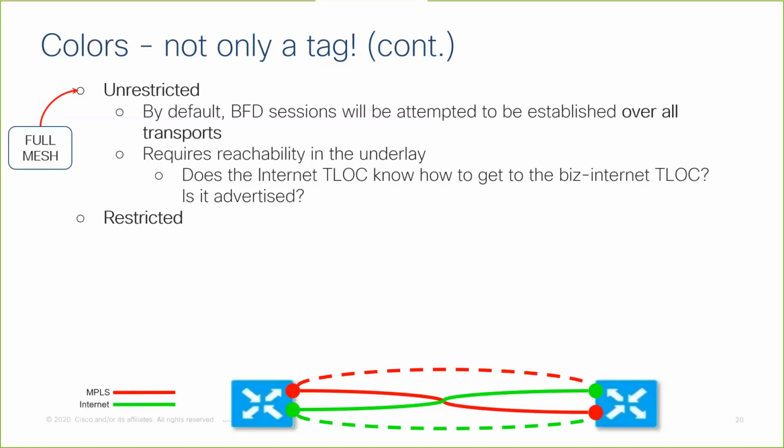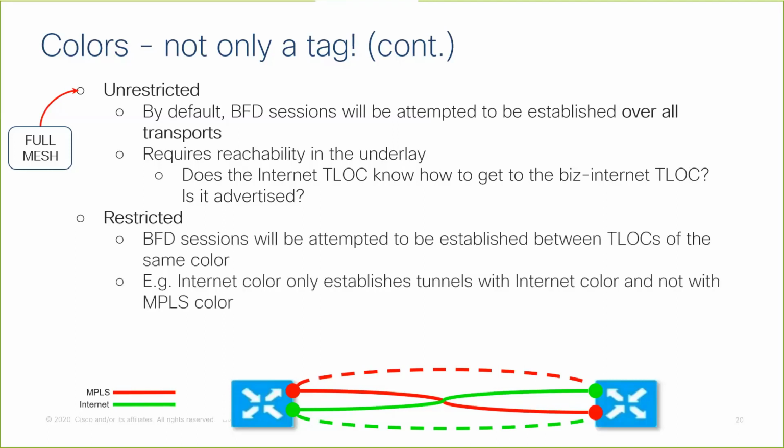So by default, we're going to form a full mesh, but we can also set the color to be restricted. This is most commonly used on private transports, such as MPLS, because you know that it's not going to be possible to form a tunnel between a public TLOC and a private TLOC. So there's no point in even trying to do that. So normally you would configure those TLOCs with restrict.